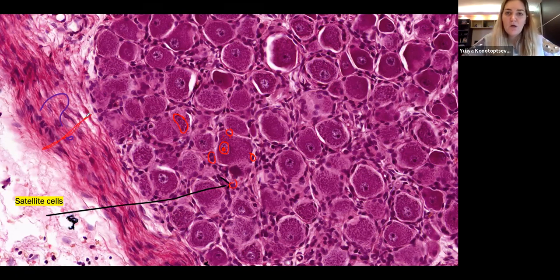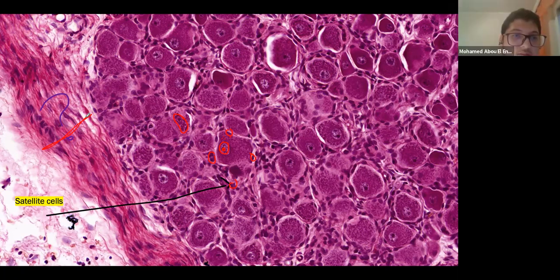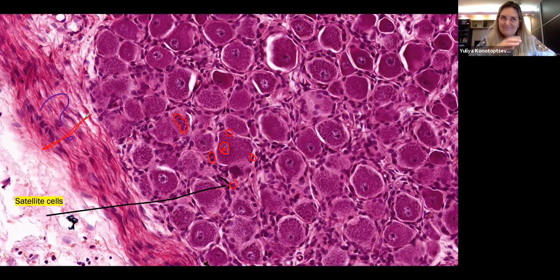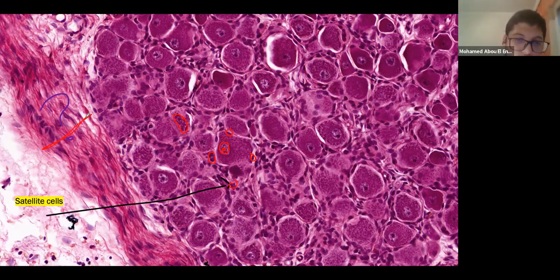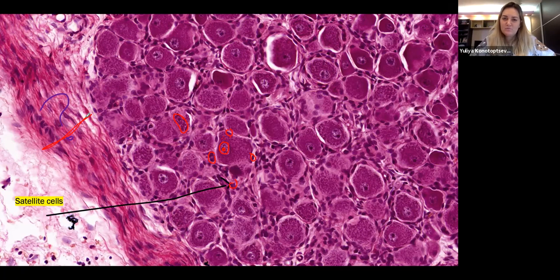From this picture alone, how can you say that this is actually a sensory ganglion? It's not sympathetic or parasympathetic or anything like that. How do you know this is a sensory ganglion? From the satellite cells? No. Does it have to do something with the axons? There's only one or something like that. From the cell body? Something with the axons was very close.